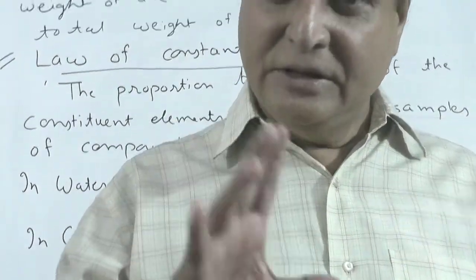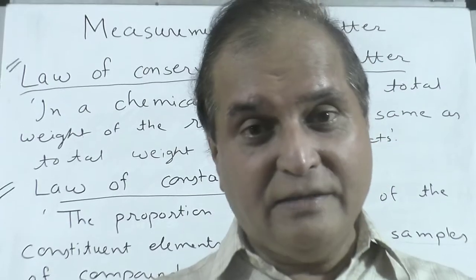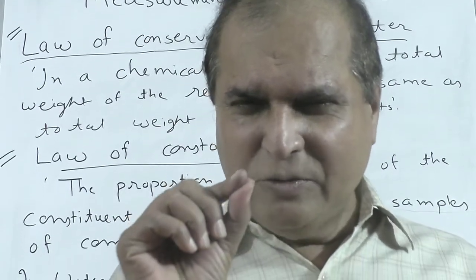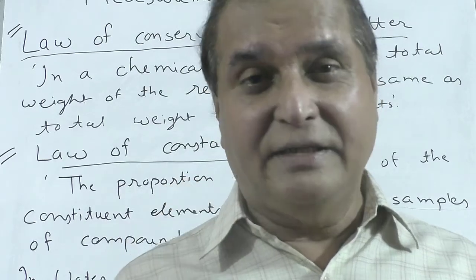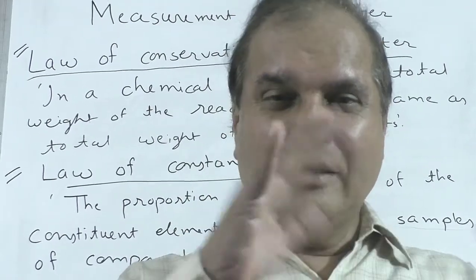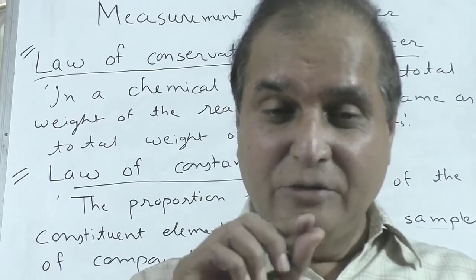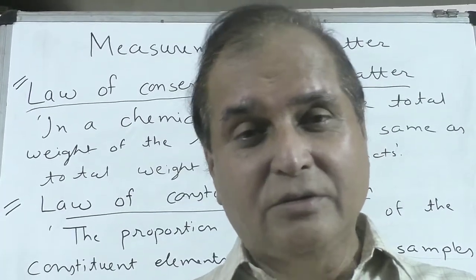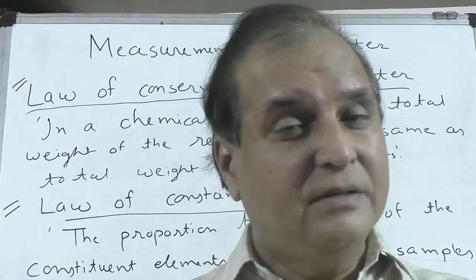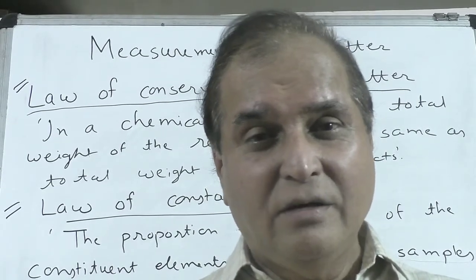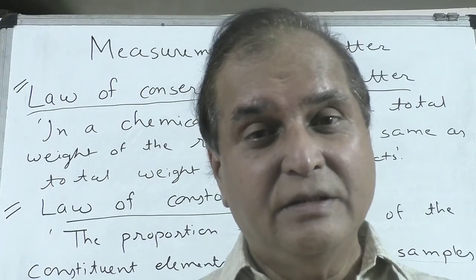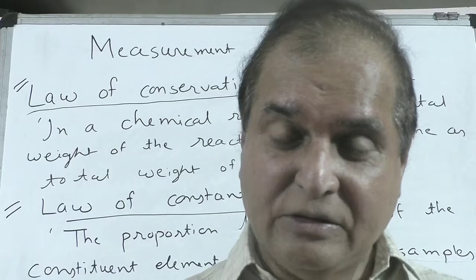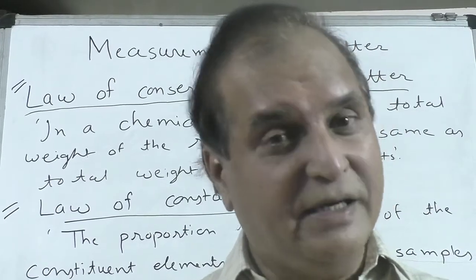One more concept, atomic radius. The atom is spherical, so it has a radius. It is a sphere. The nucleus is very small, just at the center. The distance between the nucleus and the outermost orbit, electrons revolve in different orbits. So that distance is the atomic radius.